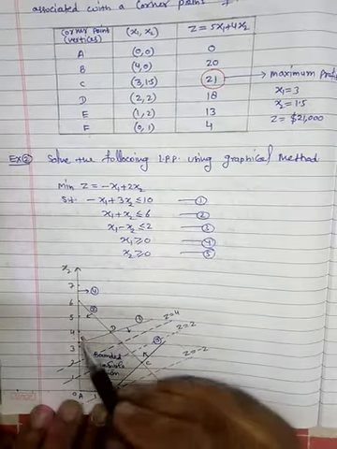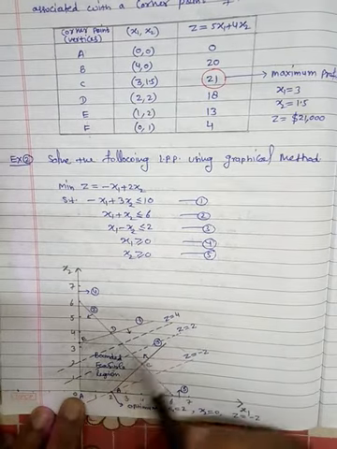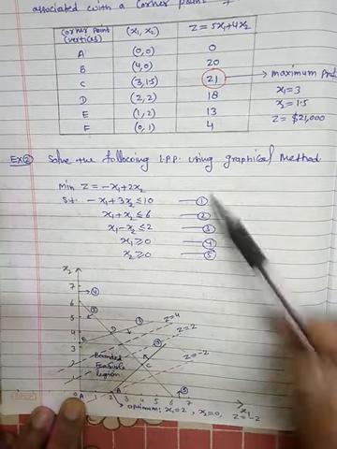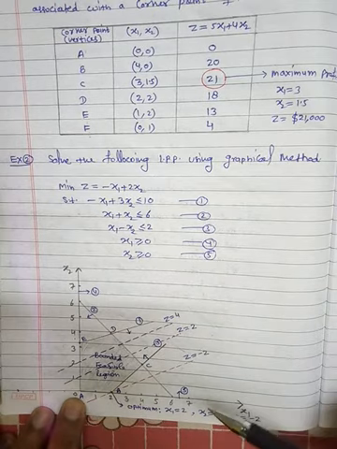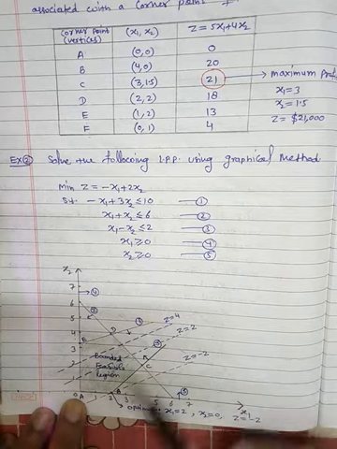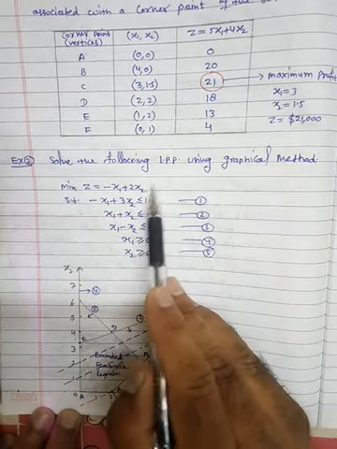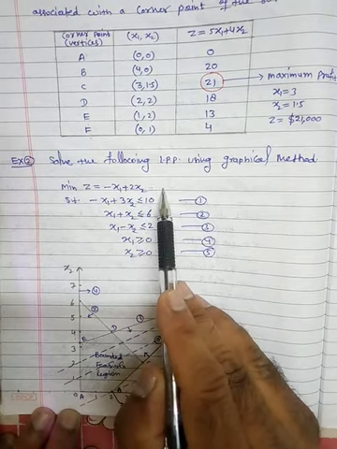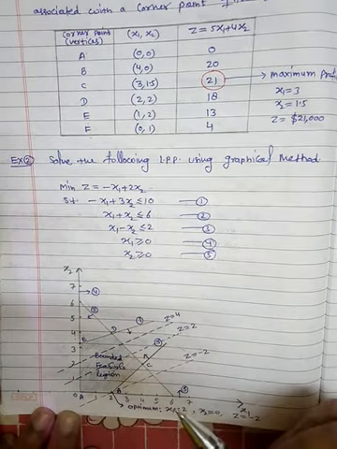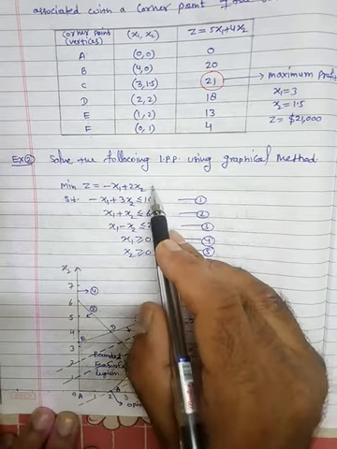So the common area is the shaded part, which satisfies all these 5 constraints, 1 2 3 4 5. And this is known as the feasible region. Now designate some value, for example say 2, and then draw the line. So draw it here, designating suppose 2.